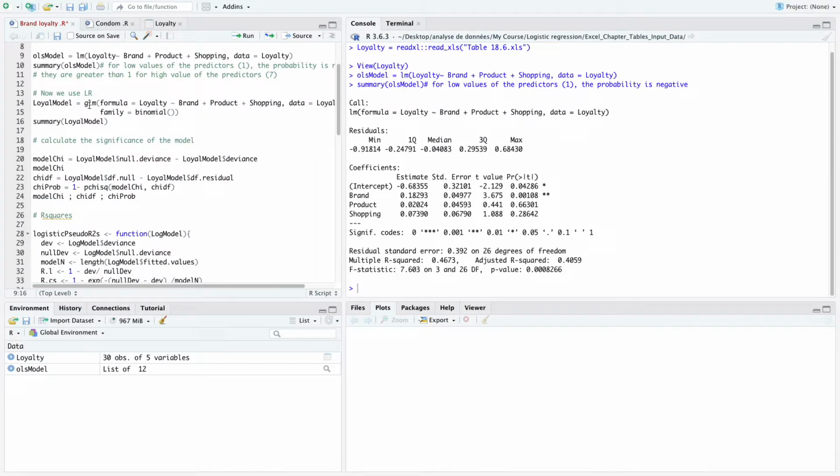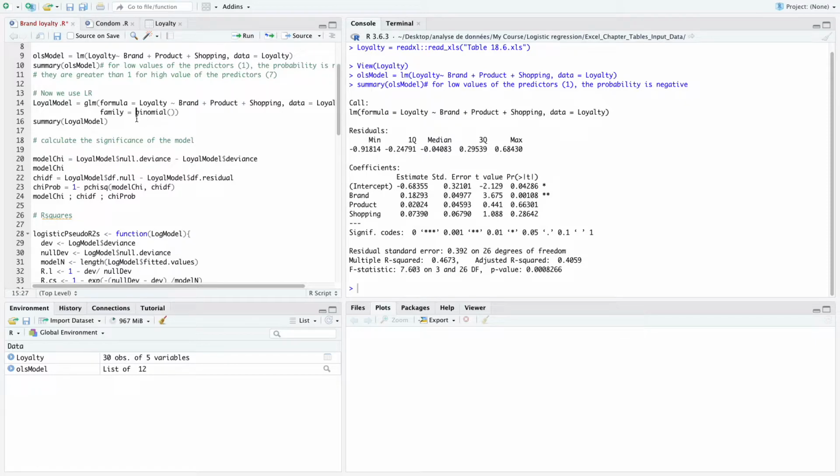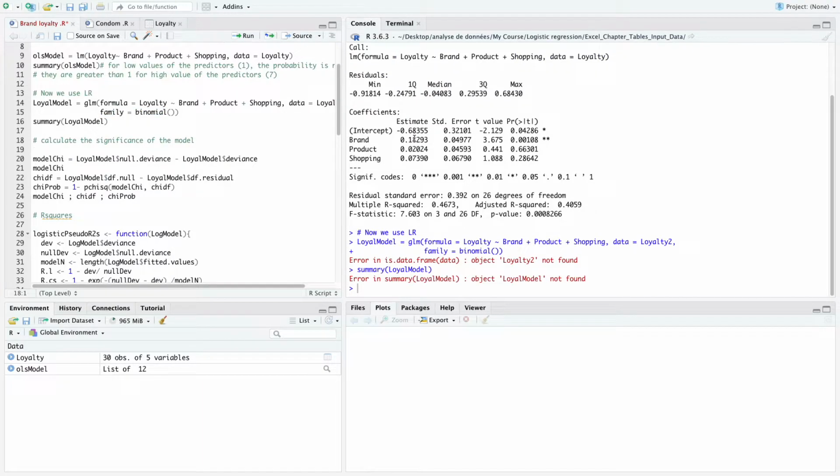So we will move to the logistic model, and the function we use is GLM, the generalized linear model. We will just put the formula, of course: the brand loyalty is explained by brand, product, shopping, the data set, and the family. This is the main difference. We use the family binomial, since we are trying to predict a probability of zeros and ones. So that's it, and then we summarize the model.